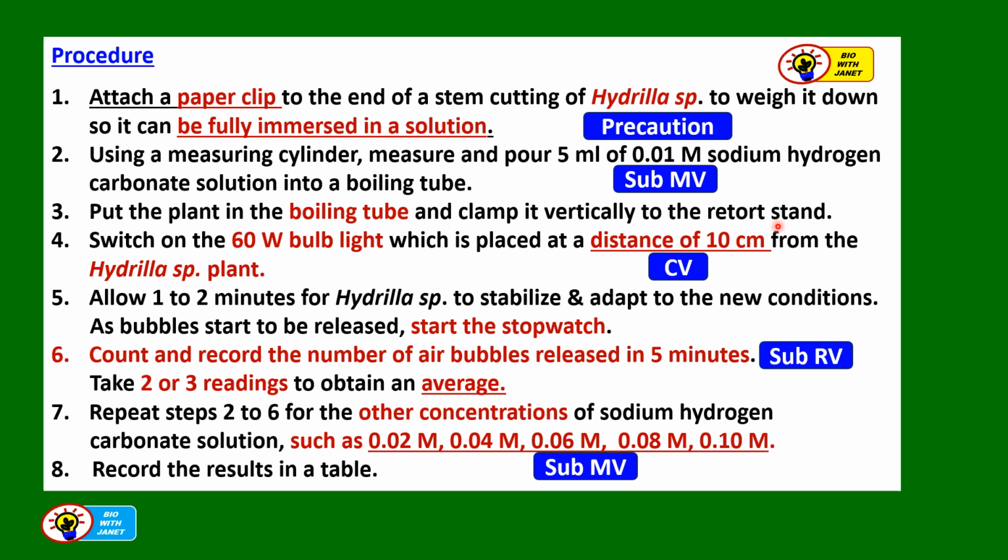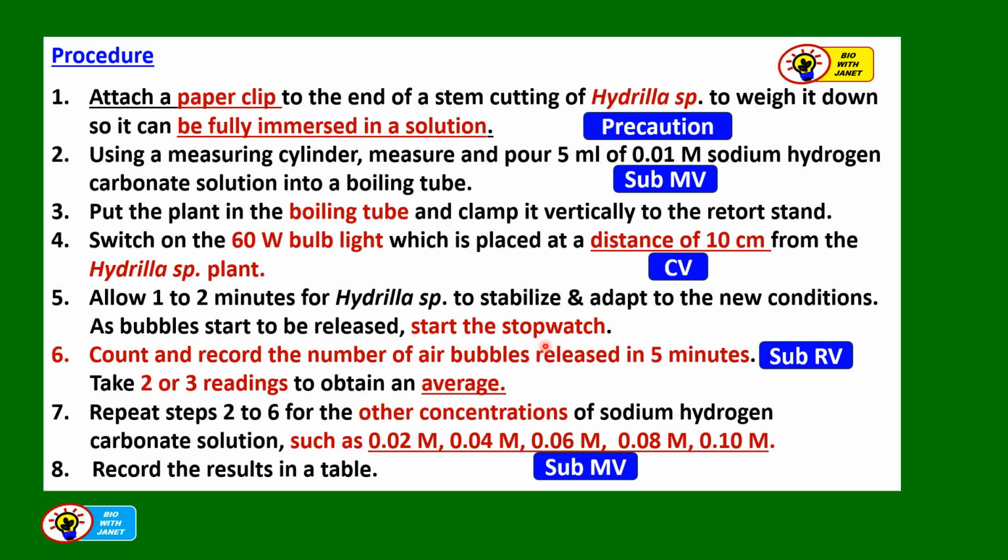And next, you have to measure a distance of 10 cm between the bulb light and the Hydrilla species plant. Then you switch on the 60 watt bulb light, placed at a distance of 10 cm from the Hydrilla species plant. Now, don't start the experiment immediately. Allow 1 to 2 minutes for Hydrilla species to stabilize and adapt to the new conditions, the new light intensity. As the bubbles start to be released, then you start the stopwatch, okay, when you're ready.